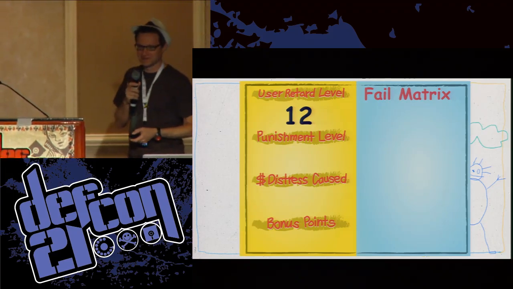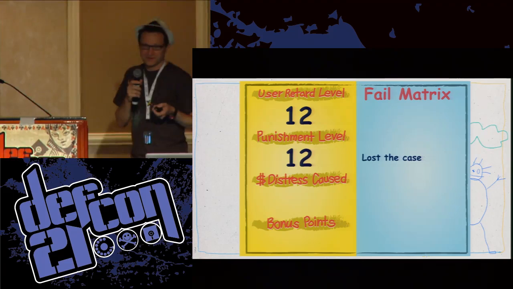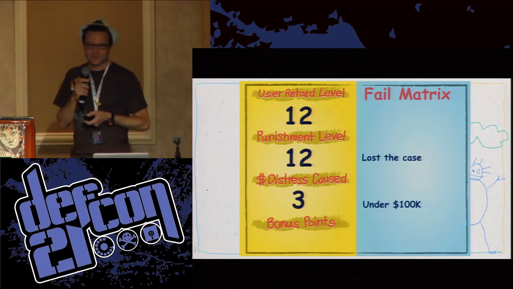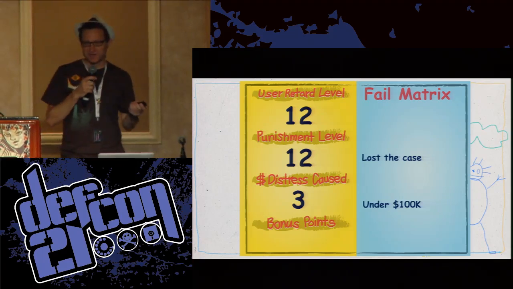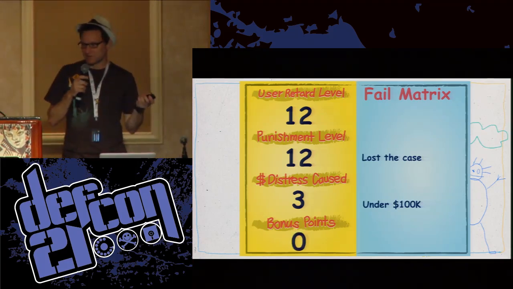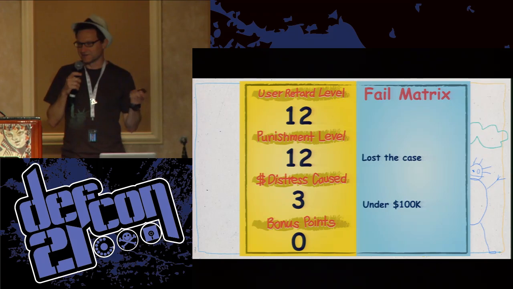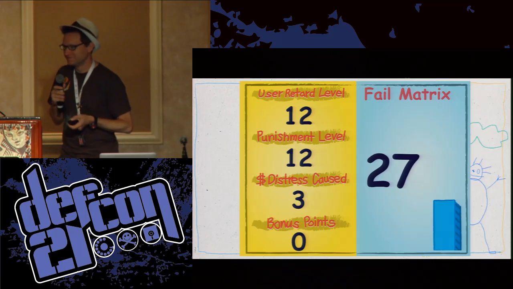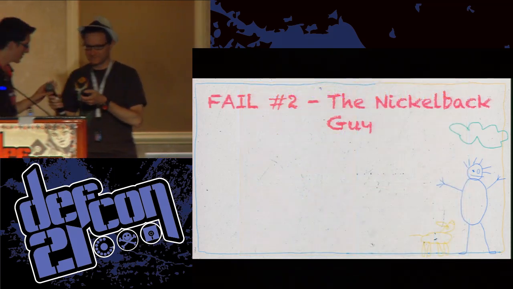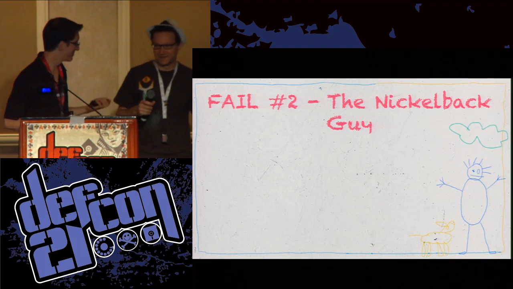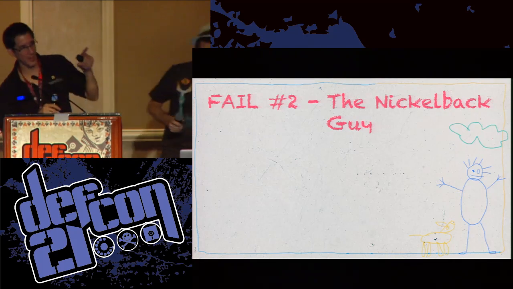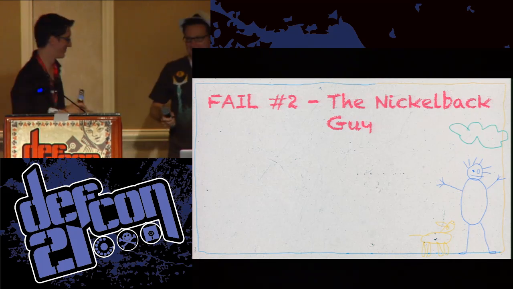12. Pretty retarded, I think. You know, the guy lost the case. He got sued. Under $100,000, so not a huge amount of economic distress. And I didn't really give him any bonus points here because it just wasn't that good. So he gets 27. Actually, no. It's already fail. I think we can blame that guy who gave me the beer.